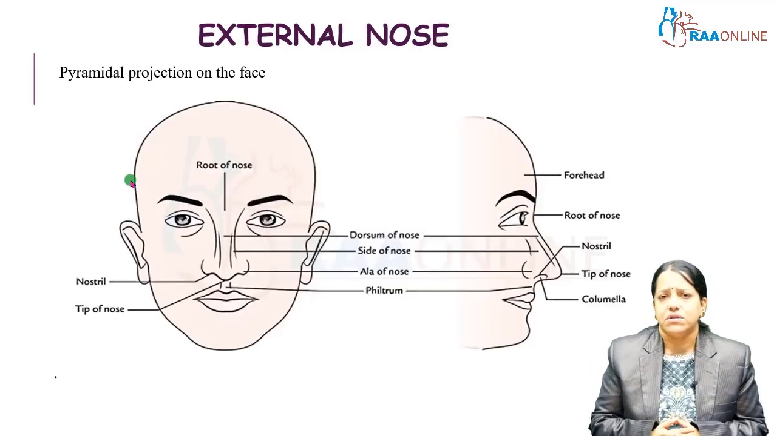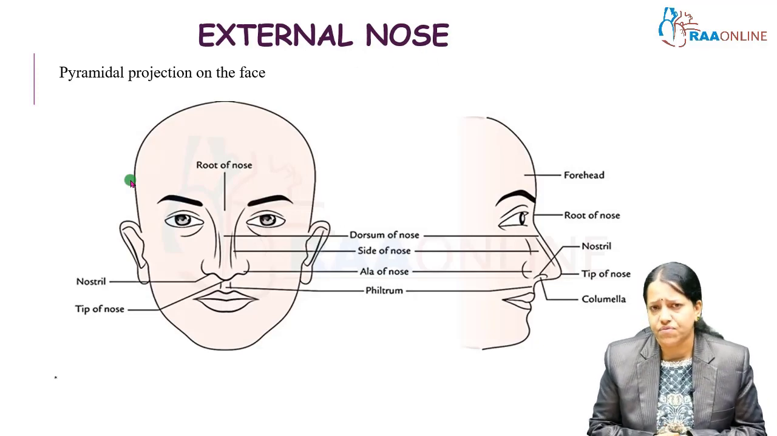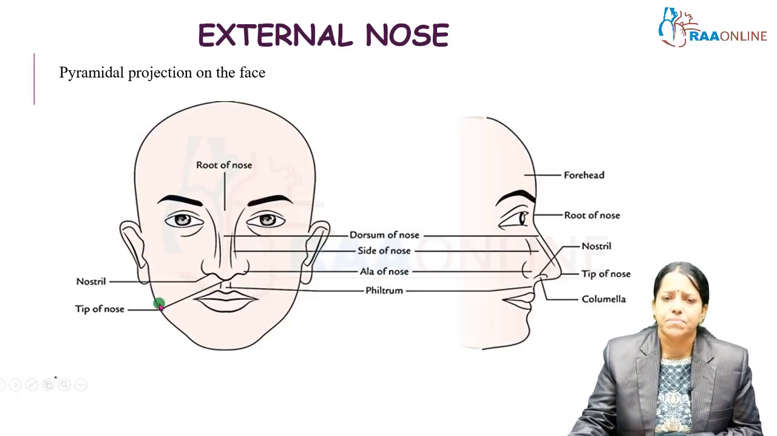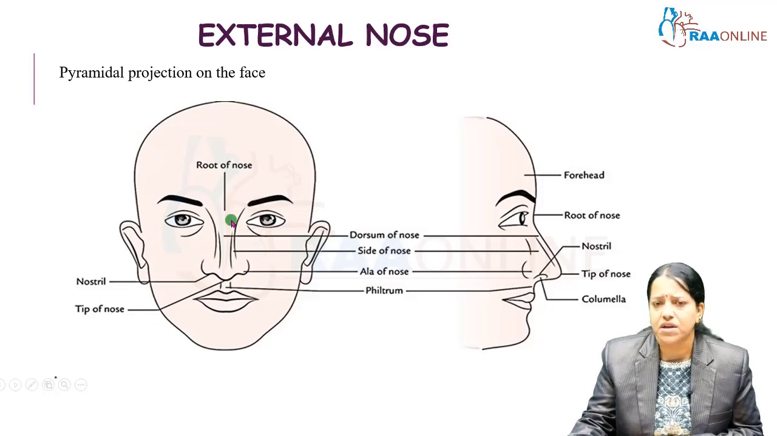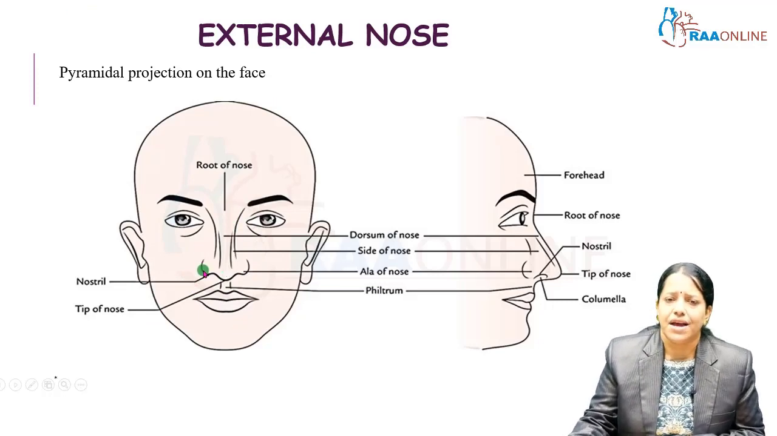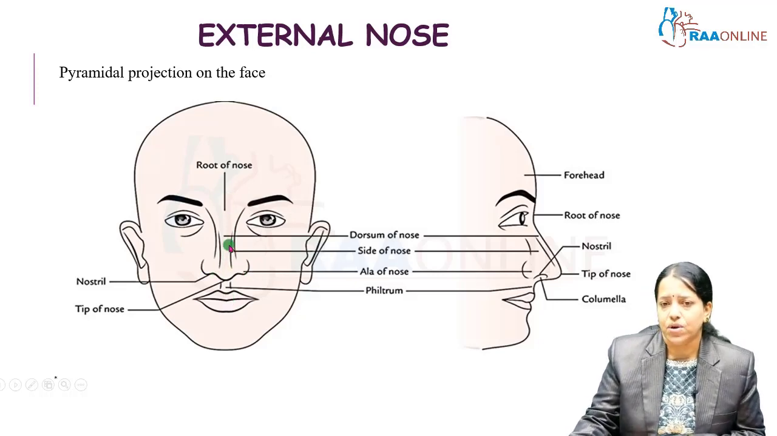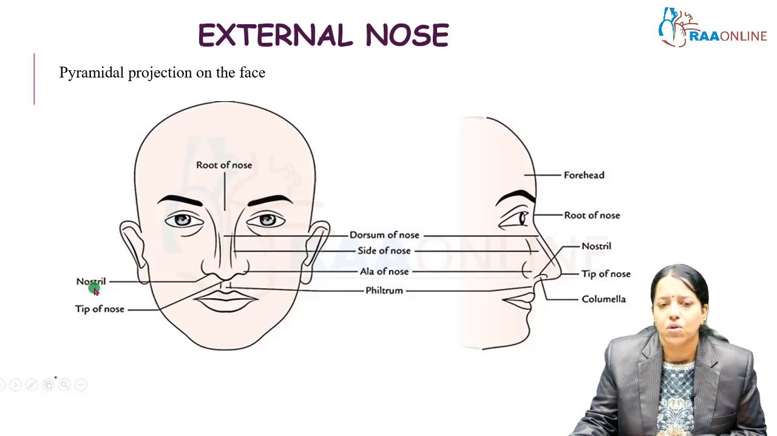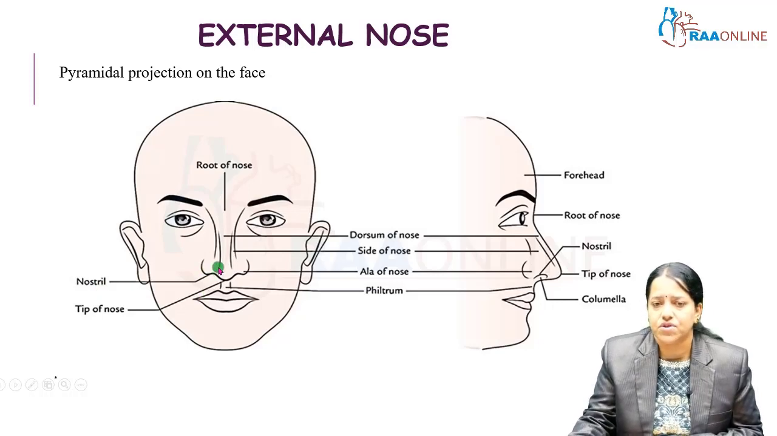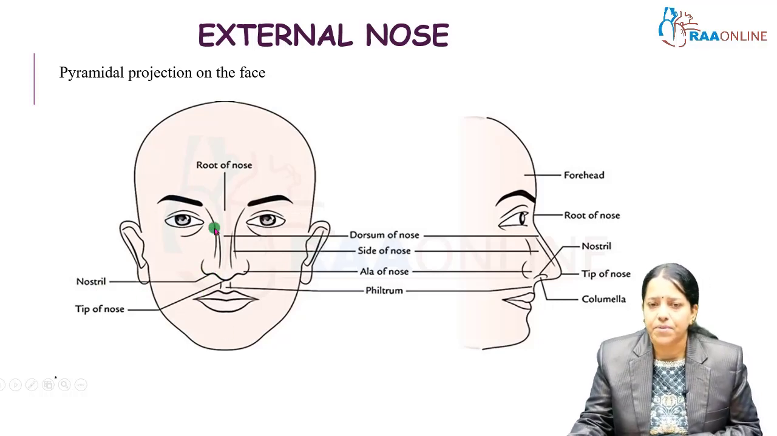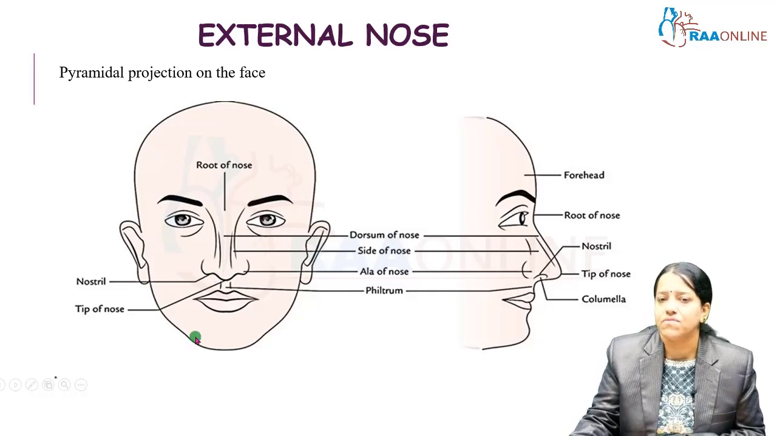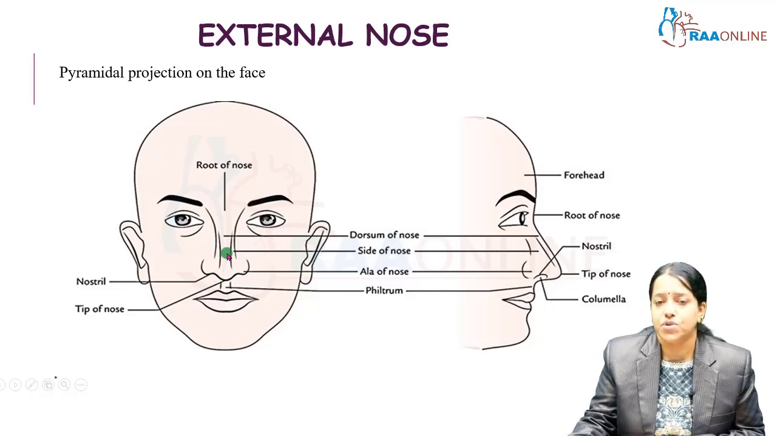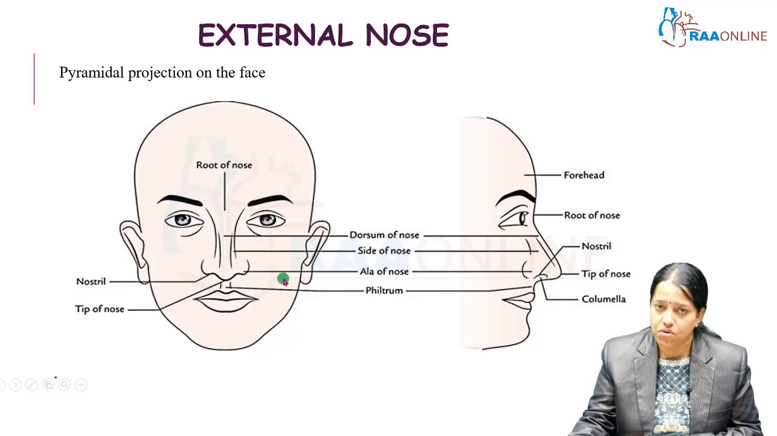Now coming to the external nose, the anatomy of the nose. You can see that the nose is a pyramidal projection on the face, and it has a root, a tip, and a lateral wall, where the ala of the nose is present. Whatever is visible is the dorsum of the nose, and there is a side of the nose, and the external openings are also called the nostrils. This is a pyramidal projection and a very commonly injured part of the body because it projects out from the face, so nasal fractures are also very common.